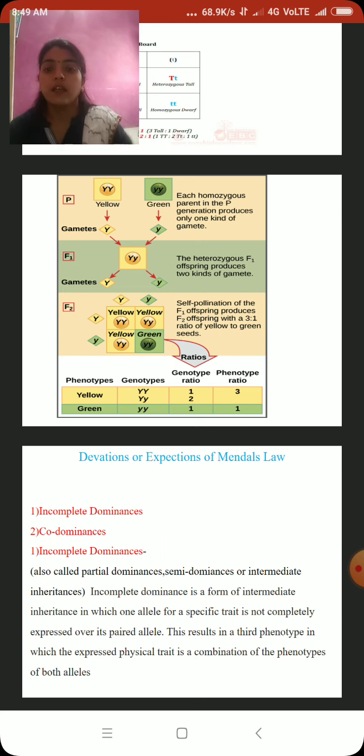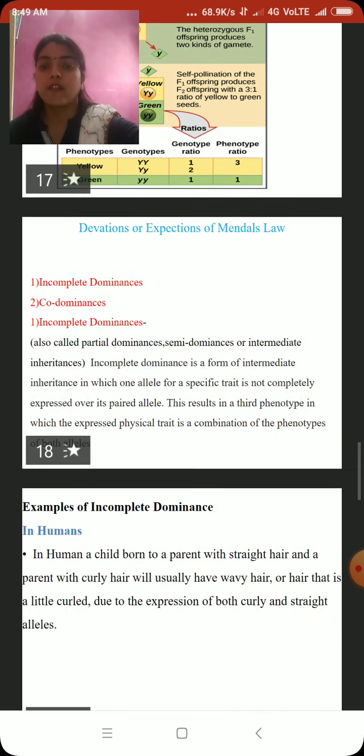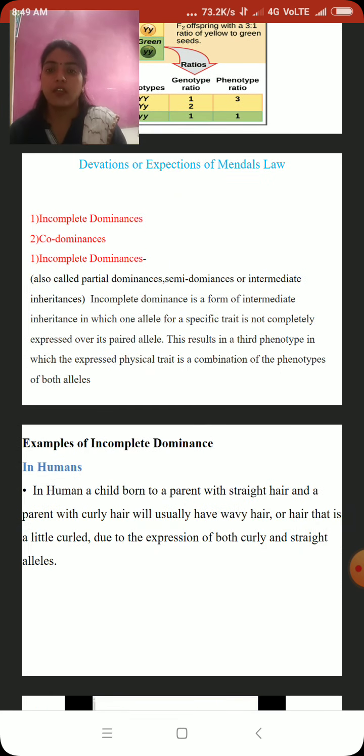The next slide flashed on your screen is the deviations. Mendel's law of dominance has some deviations, also called exceptions to Mendel's law. There are some deviations in this law of dominance. First is incomplete dominance and second is codominance. Incomplete dominance is also known as intermediate dominance or semi-dominance.